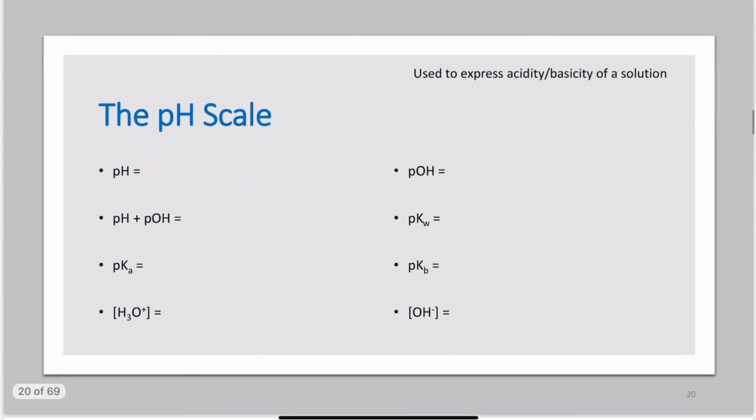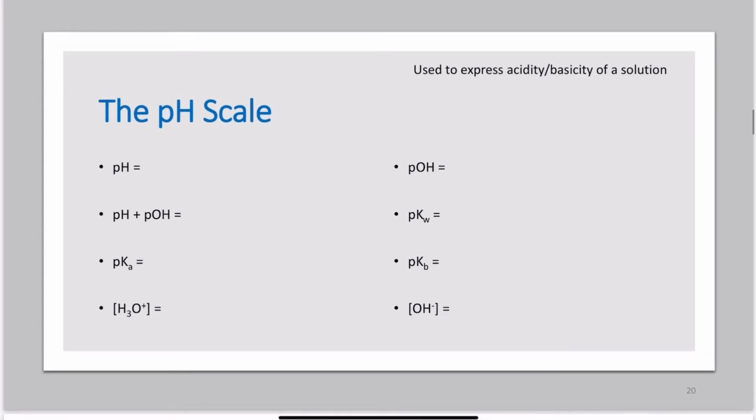So let's talk about the pH scale. These equations on this slide, you just need to know. There's just no way around it. You're going to have to memorize these. pH is defined as being equal to the negative log of the H3O plus concentration. You'll also see this written as the negative log of the H plus concentration. Hydronium concentration and H plus concentration are identical.